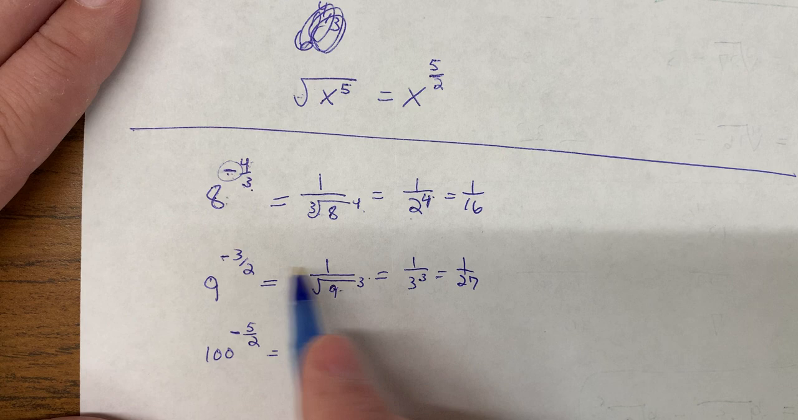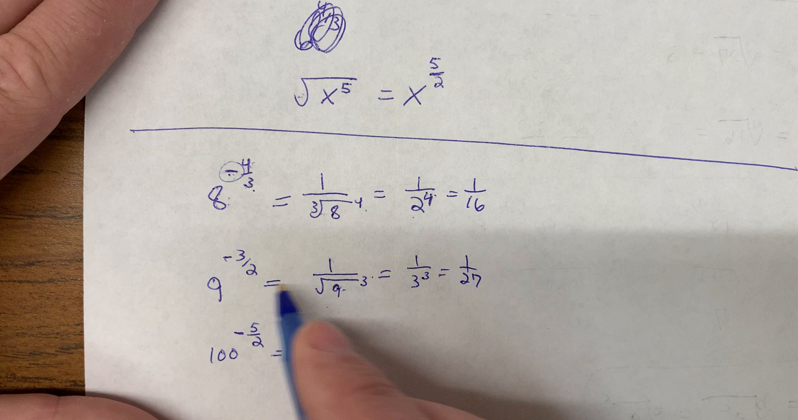The denominator is what root it is, and the numerator tells you what power to take it to. Okay, how about this one?